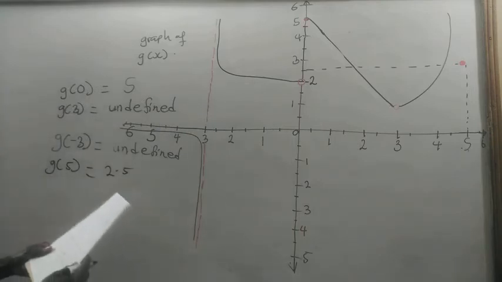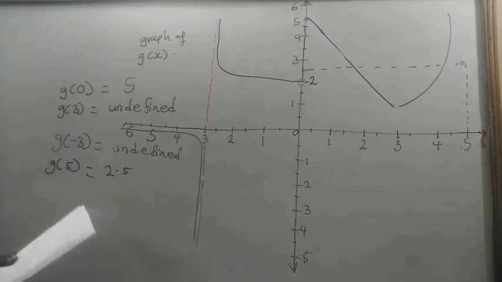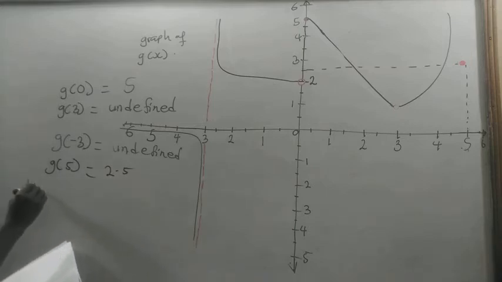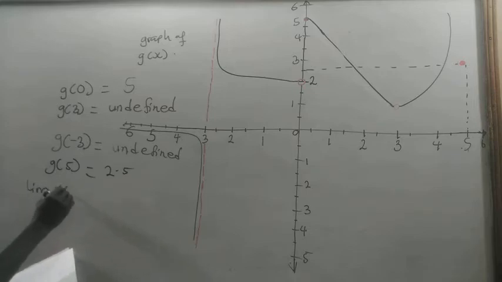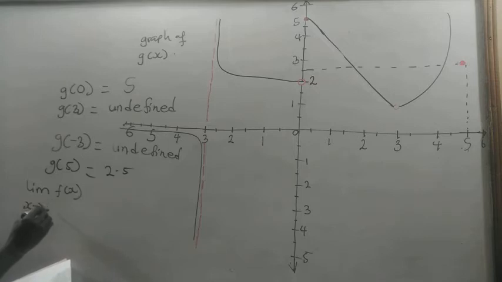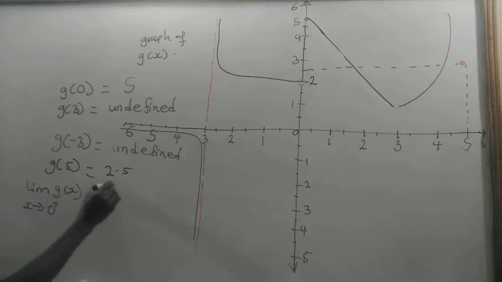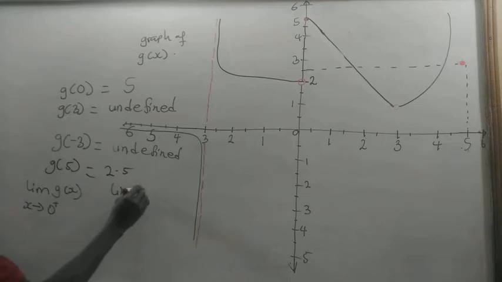Now let's check the other one. We are going to use the graph to find the limit of g of x as x approaches 0 from the right, and also the limit of g of x as x approaches 0 from the left. Why have I been saying f of x? It's g of x.